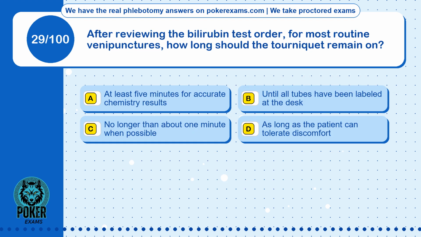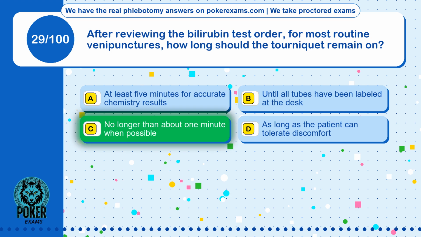Question 29. After reviewing the bilirubin test order, for most routine venipunctures, how long should the tourniquet remain on? Option A. At least 5 minutes for accurate chemistry results. Option B. Until all tubes have been labeled at the desk. Option C. No longer than about 1 minute when possible. Option D. As long as the patient can tolerate discomfort. The correct answer is option C.